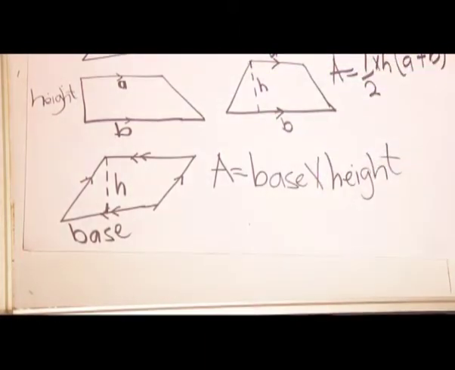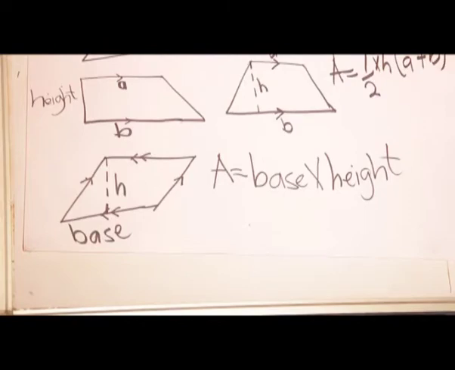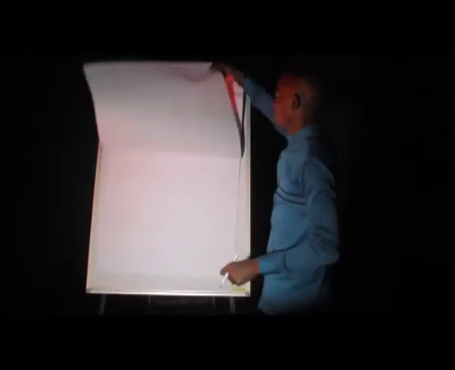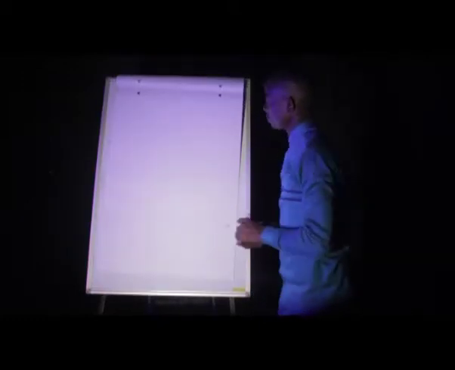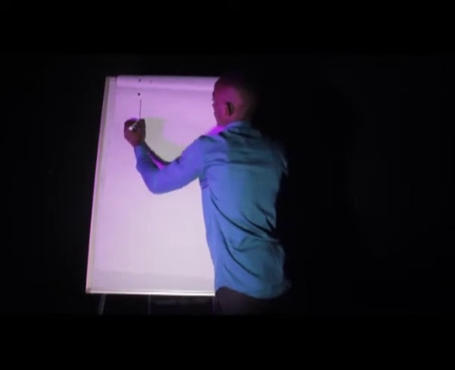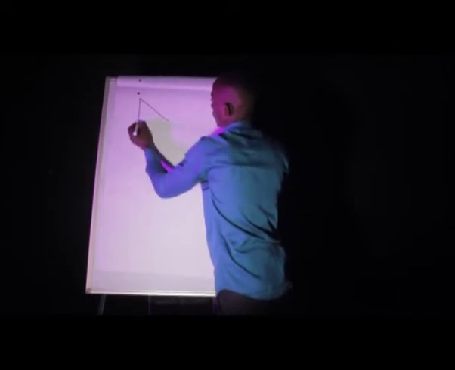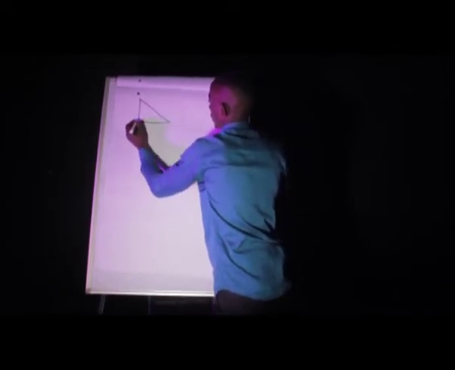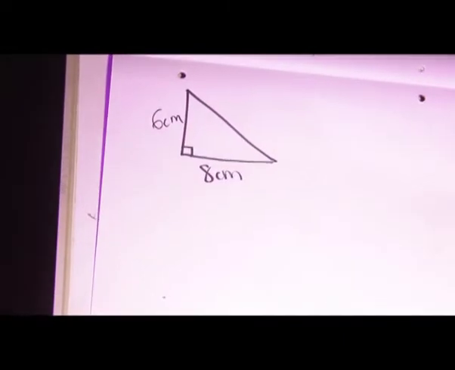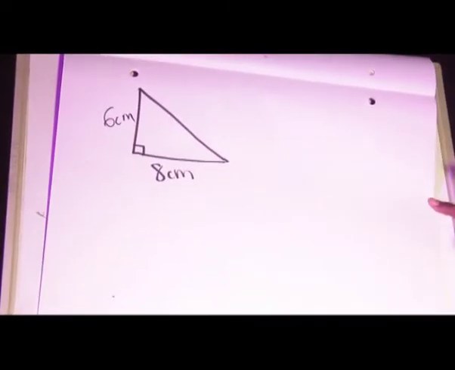Now out of all these, we can choose one and maybe do an example about it. For example, maybe the area of a triangle. So if I have my triangle in this format, my right angle triangle, I have 8 centimeters here, I have 6 centimeters, and I'm required to find the area of this triangle.